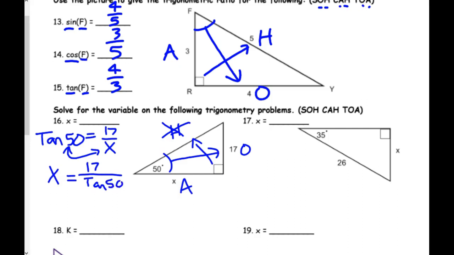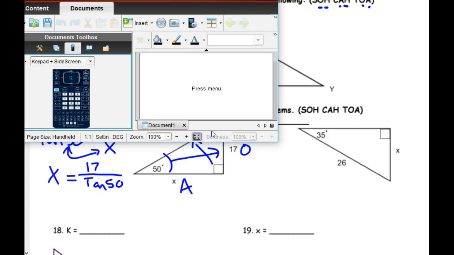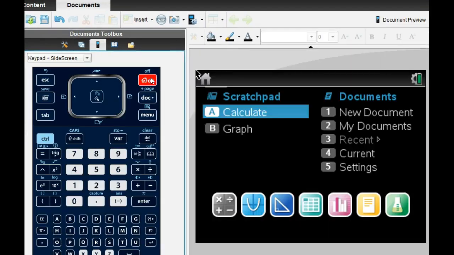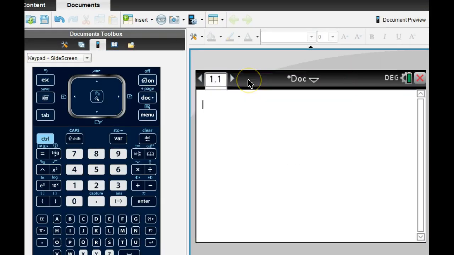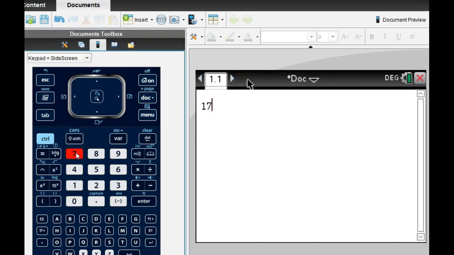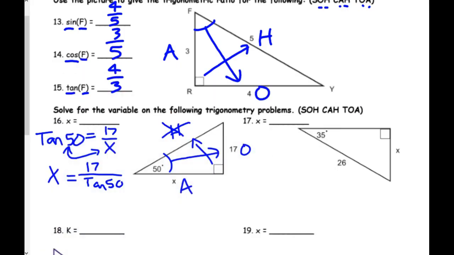17 divided by tan 50 is 14.26. Okay, units, whatever that is.